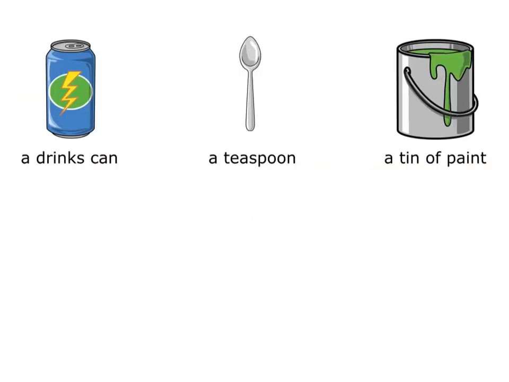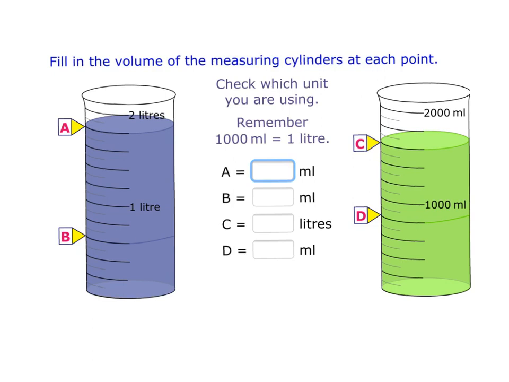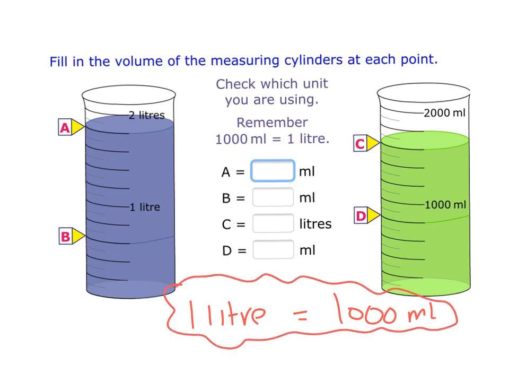So a drinking can, if you look at the back of your can of Coke or your can of orange, it'll have ml written beside it. A teaspoon would obviously have ml written beside it, but a tin of paint would have litre. And remember, we spoke about always writing the word litre because it looks too much like a 1. So depending on what type of measuring jug you're using, it might use the word litres or it might use the word millilitres. So hopefully you can see that if 2 litres is 2000 millilitres, you can see that 1 litre is the same as 1000 millilitres. So that's also important for if we're changing our units.